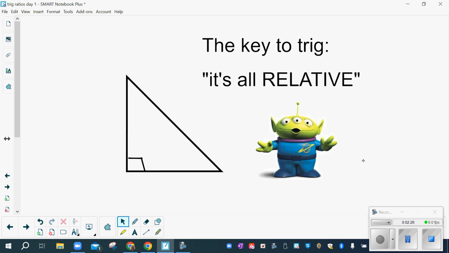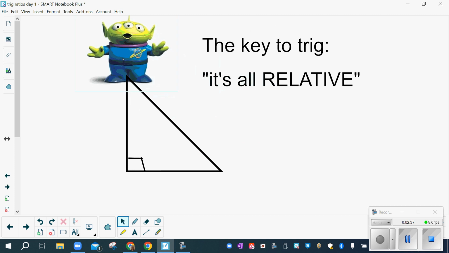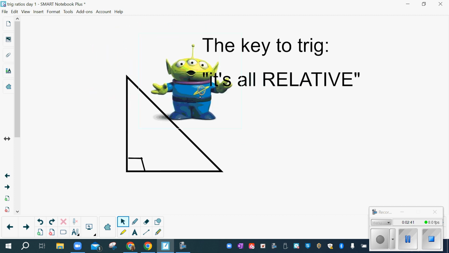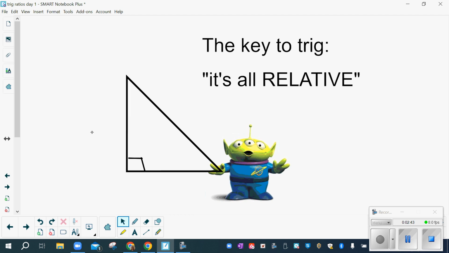But I do it every time because it is different whether I am to, oh, sorry, Sokotoa, I did not mean to write on you. If he's standing up here, this is opposite. And if he's standing down here, this is opposite. So I need to always know where to stand him.